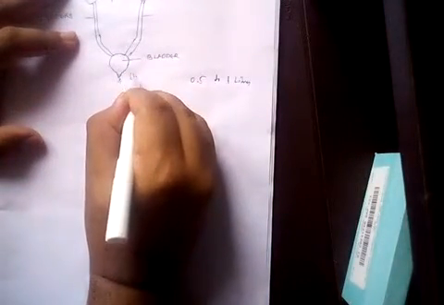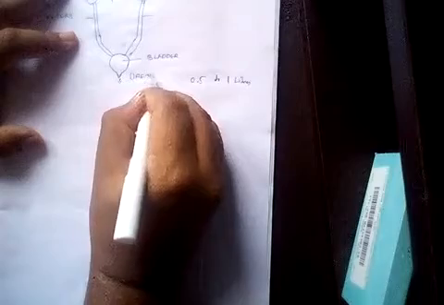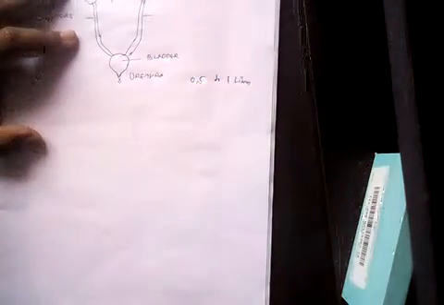Then next one is your urethra. U-R-E-T-H-R-A. Urethra is the opening of the bladder, and its function is to release the urine. The act of releasing urine is known as micturition.